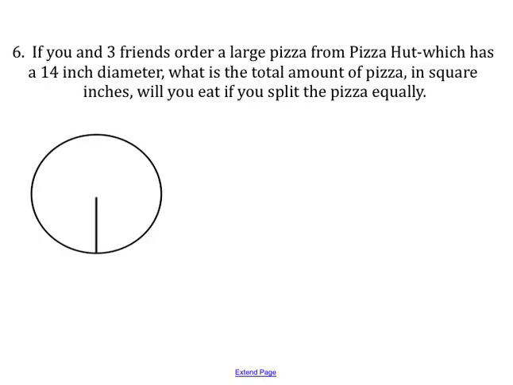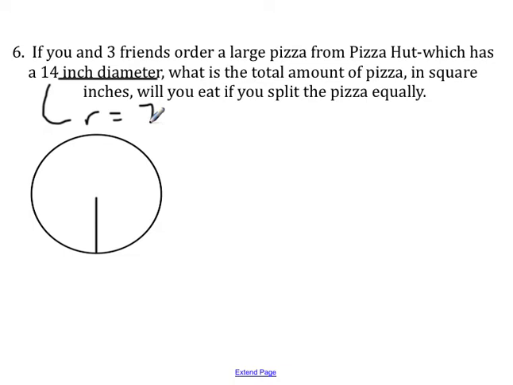Okay, so let's take a look. If you and your friend order a large pizza from Pizza Hut, which has a 14-inch diameter, immediately what I'm going to do is say, okay, that means that my radius is 7. I want to make a note to myself at that point so that I know if I need to calculate out the area, what it's going to be.